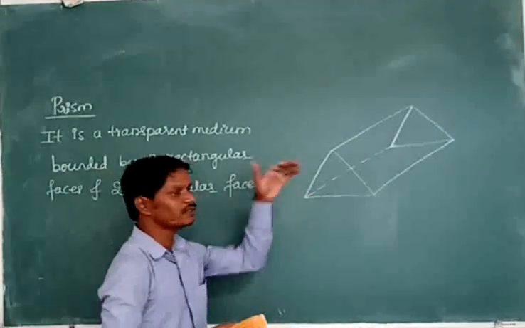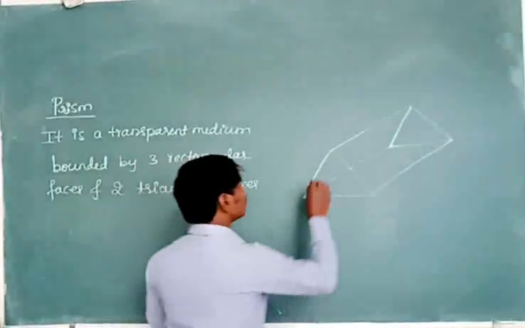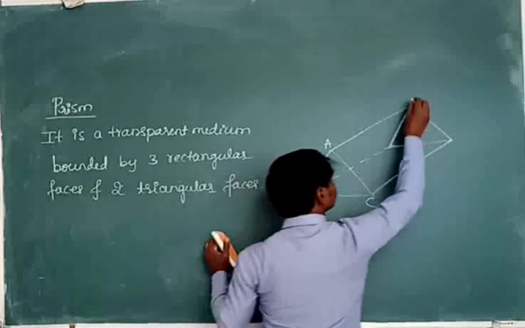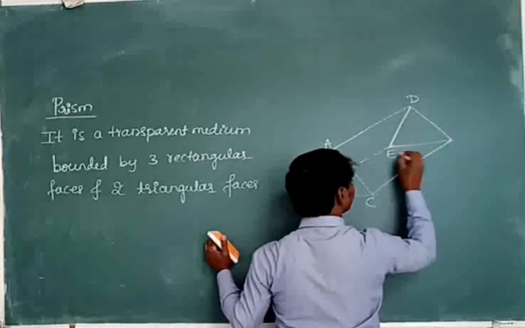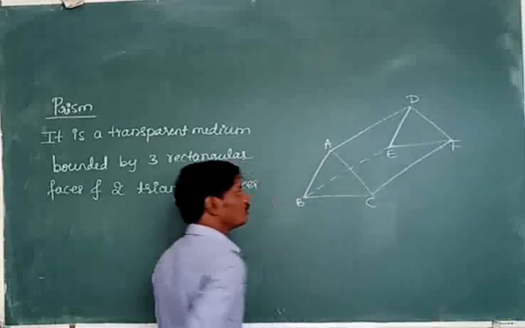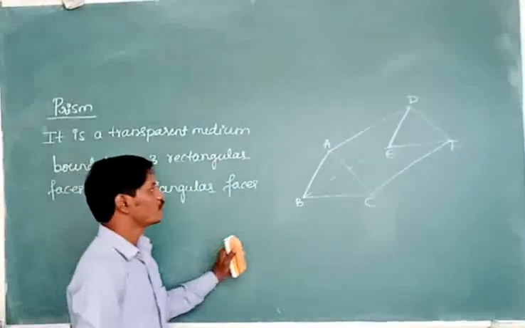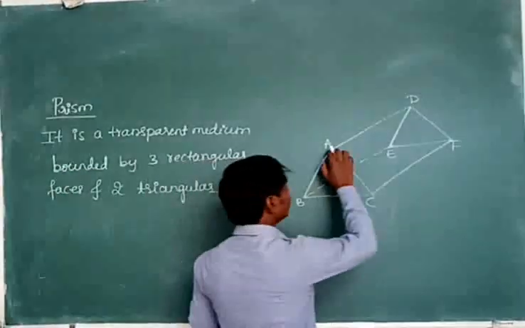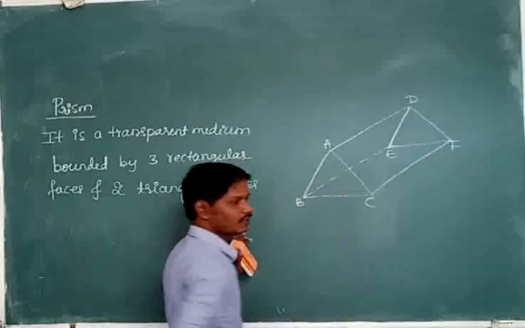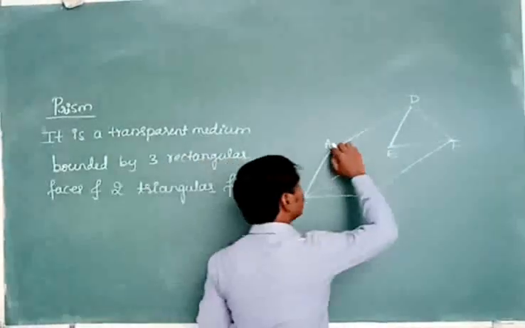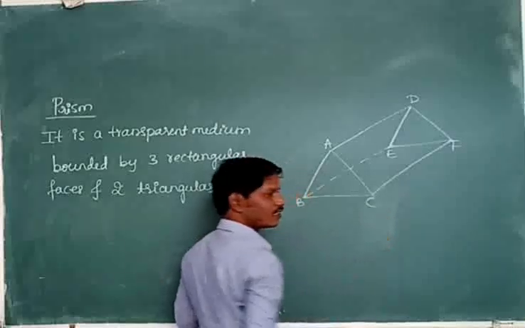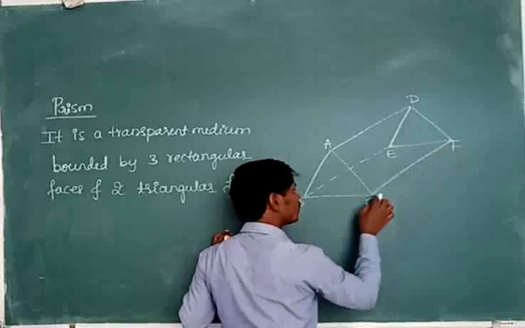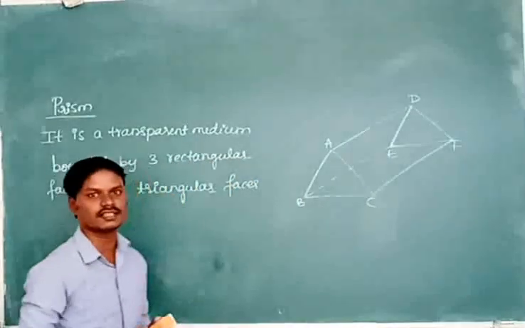First I will give names to the corners: A, B, C, D, E, F. These are the corners of the prism. Now, what are the rectangular faces in the diagram? A, D, E, B is one rectangular face. A, D, F, C is the second rectangular face. Last one, B, E, F, C. Then 3 rectangular faces are there.